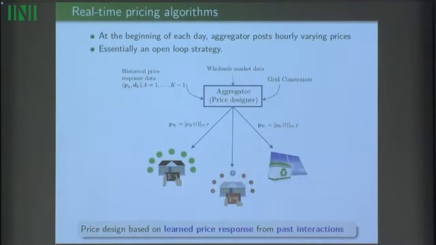What am I going to do? I'm going to assume there's an aggregator, or in this case, a price designer, that's going to post the price and only observe aggregate load, right? It's not going to see anything else. And essentially, the load flexibility of the customer population has to be learned from repeated interactions with the customers.